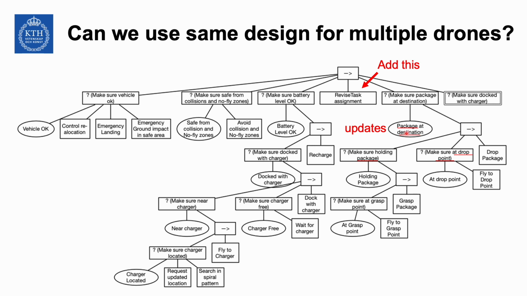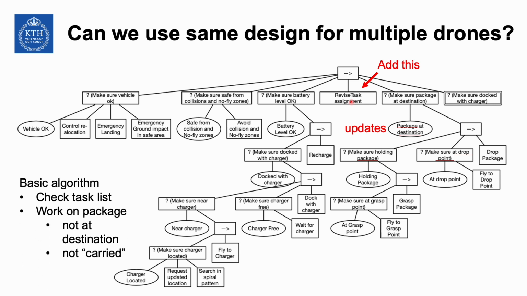So if we have some code here that checks and updates whatever we mean by package and whatever we mean by destination, for instance, the destination is the drop point, packages here, if we just update those two variables, we can have the exact same design to solve multi-agent missions. So how do we revise, how do we update these two variables?